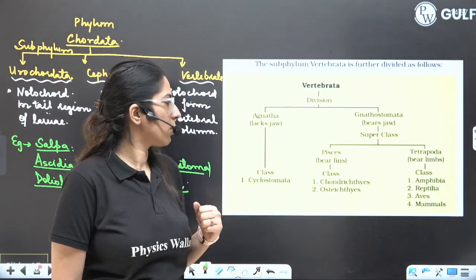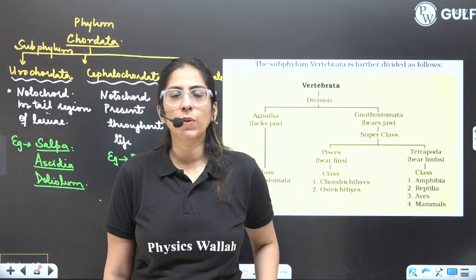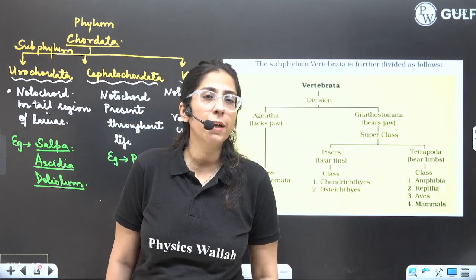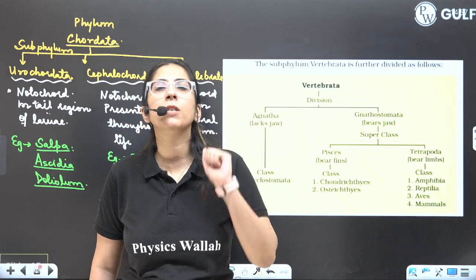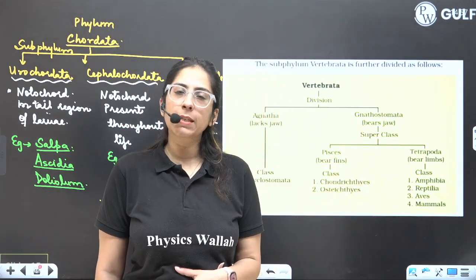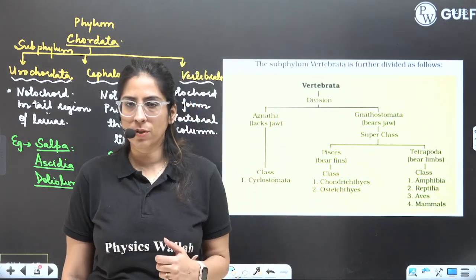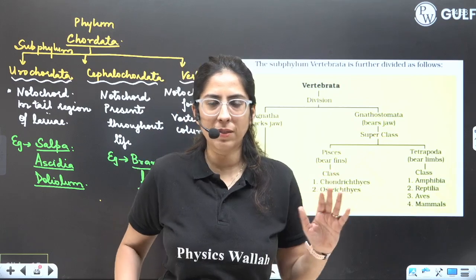cartilaginous fishes. Whereas if they have limbs, we will keep them under superclass Tetrapoda. Tetra means 4, poda means feet. We can further classify them into various classes like class Amphibia, Reptilia, Aves and the mammals. Clear? So this is how the whole classification goes.